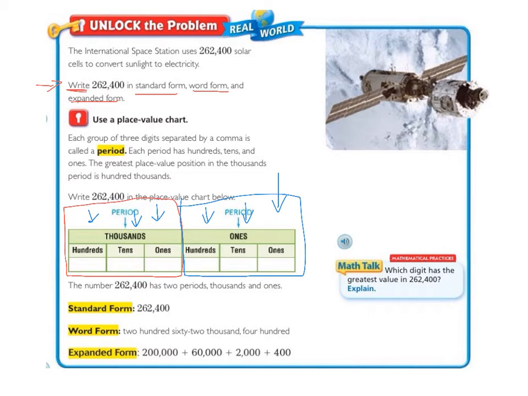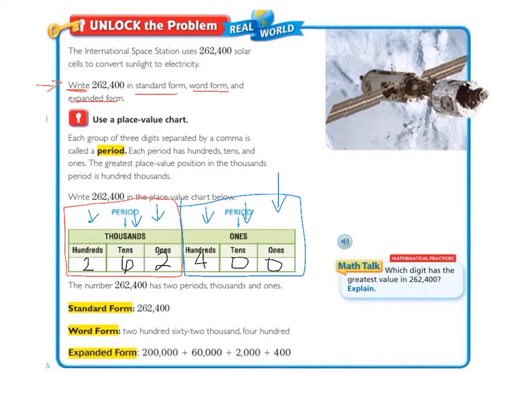So now I have my number, 262,400. So we know we have 200,000, 60,000. We have 2 in the 1,000s place. And we have 400. We don't have any 10s and we don't have any 1s. This is what this number looks like in a place value chart. Below are the examples you wrote down in your notebook: the standard form, the word form, and the expanded form.